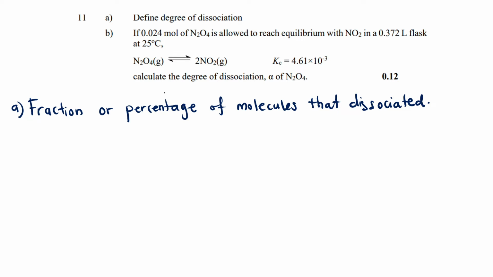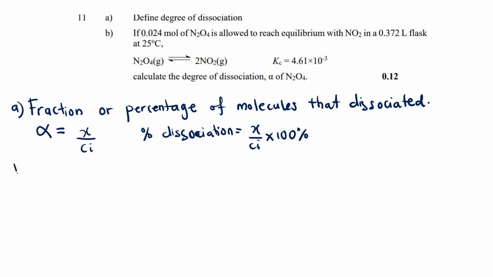Right, so the formula for degree of dissociation is given by alpha equals X over C initial, ataupun kalau kita nak percent, percent of dissociation is equal to X over C initial darab 100%. So this is the definition for degree of dissociation. Okay, right. So question B.